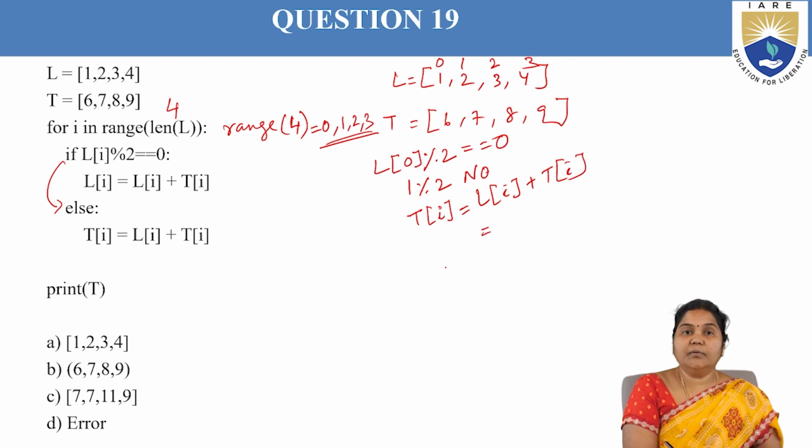So what is the value at the ith index in the L and T lists that will be added? L of 0 is how much? 1 plus T of 0, which contains 6. So it becomes 7.